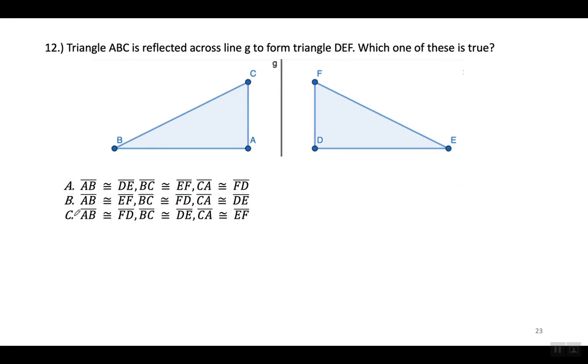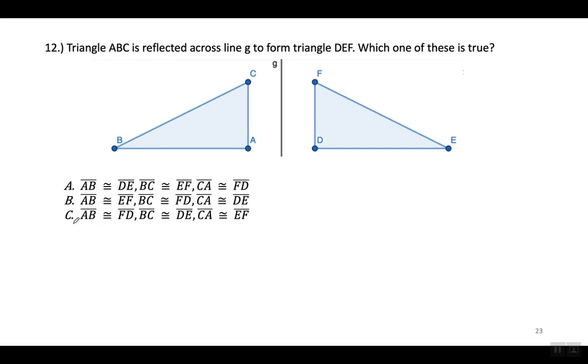Let's look at some of the wrong answers real quick just to make sure you understand. B is wrong. In B, they're saying side AB corresponds to side EF. Really, you could just look at the picture. Side AB is this one. Side EF is that one. Those are not the same sides. Side AB goes with this one. So that's wrong. Okay?